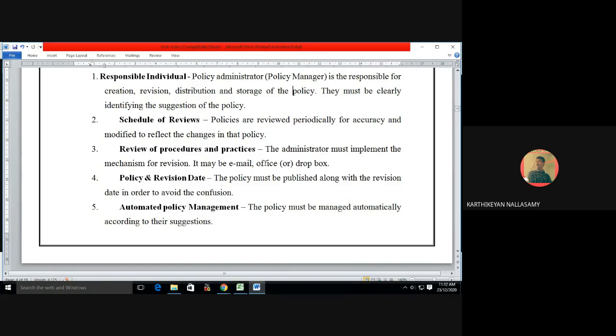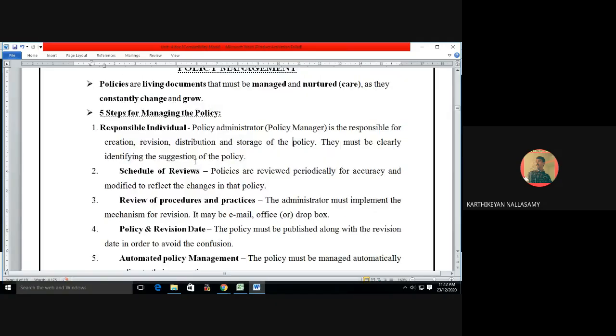And the next one: normally this policy must be publicly accessible to everyone, and it must define a revision date in order to avoid confusion. And the next one is automatic policy management. That means if any suggestion is received, the policy will automatically be upgraded, so automatic policy management needs to be implemented. So these are the 5 basic steps, the basic characteristics, that need to be followed for managing the policy.